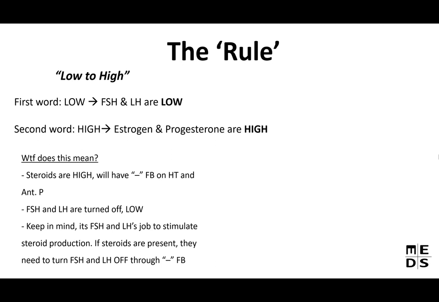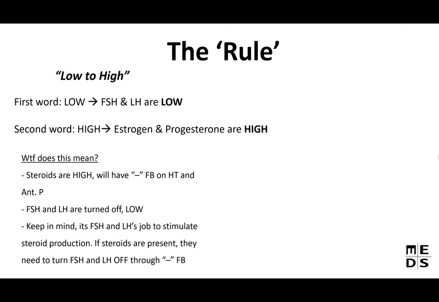That's exactly what I just said before, and I'm sorry if I'm repeating myself, but I just want to make it nice and clear what this part of the rule means. The first word is low, that pertains to FSH and LH, those are going to be low. The second word is high, and that regards steroids. The reason the steroids can be high is they can go around and loop back and tell the hypothalamus and the anterior pituitary to stop releasing FSH and LH. We're good, we have enough steroids. That's the final product that we're trying to make.